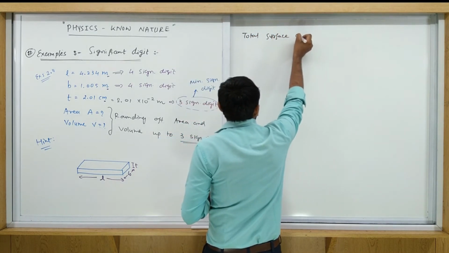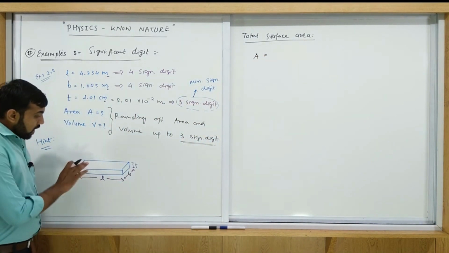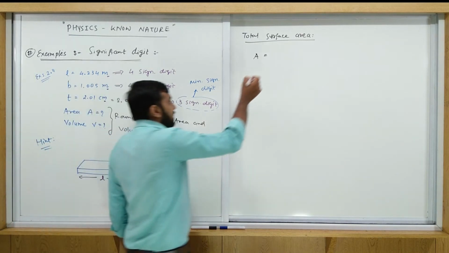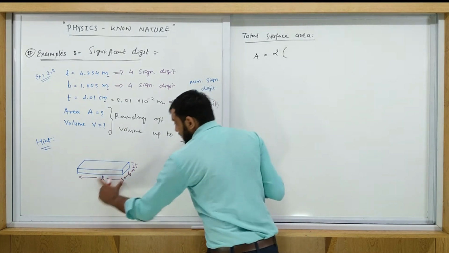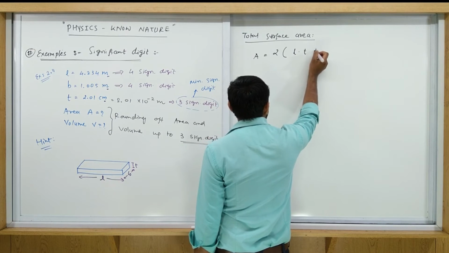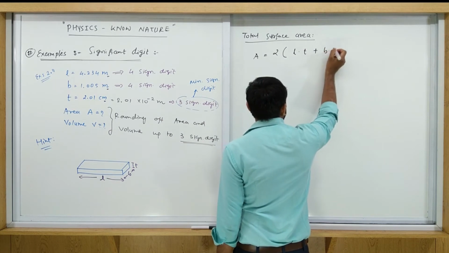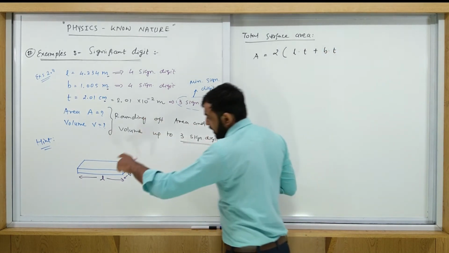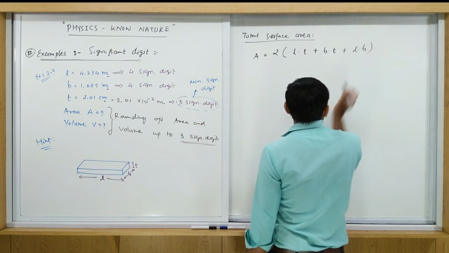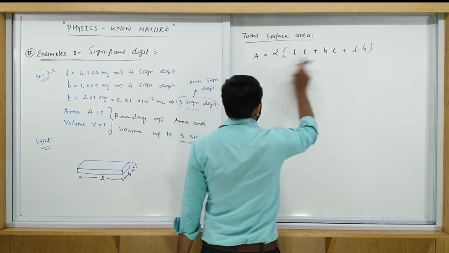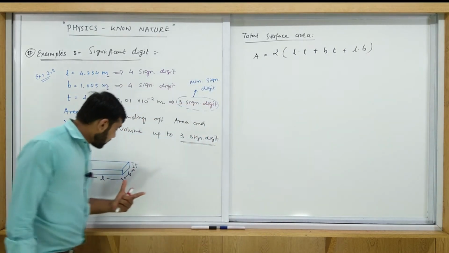Total surface area A is equal to 2, because we have 2 equal faces. You consider the front face, L into T, plus the side face, B into T, plus the top area, which is length into width, L into B. See, all these areas are counted 2 times, because I have already multiplied all the areas by 2. So this is the total surface area for the given sheet.